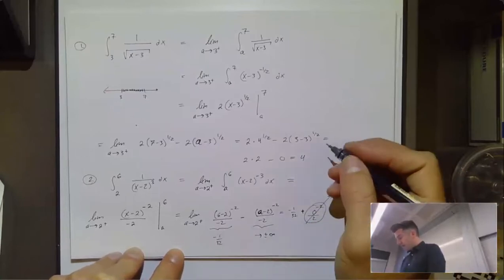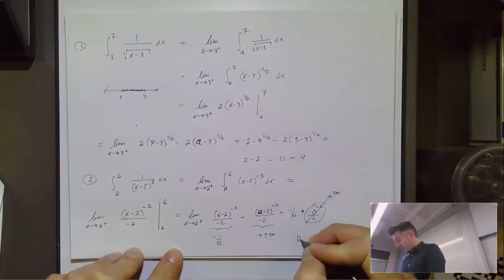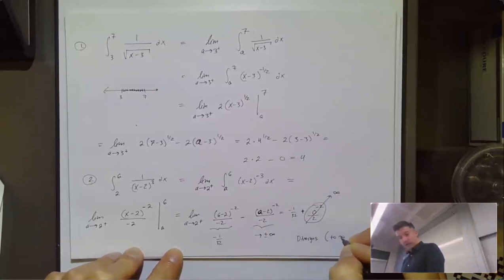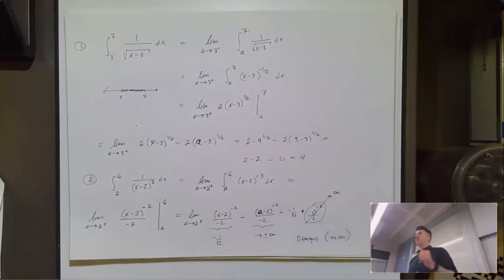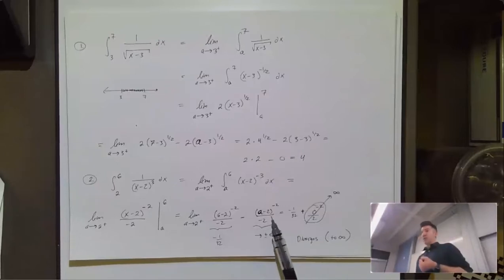So I would say that this integral diverges. Specifically, diverges to infinity. So what I'm trying to emphasize here is, be careful, right? When you're getting something that's 0, 0 to a negative power is undefined. 0 to a positive power is totally fine.